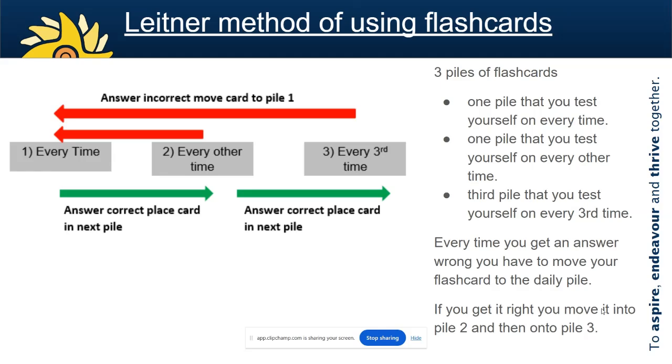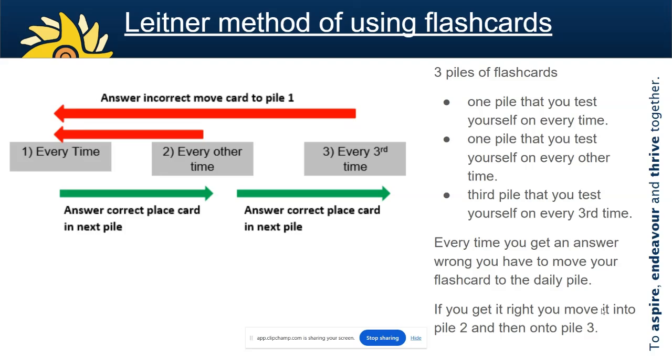So the Leitner method of using flashcards. Now, this is a really effective way of self-quizzing because you quiz yourself more often on the things that you do not know. So you would start off with one pile of flashcards. You would go through those flashcards, asking yourself the question and testing yourself on the answer.